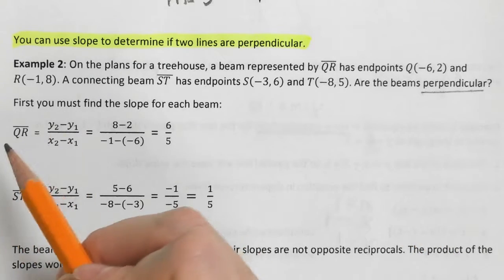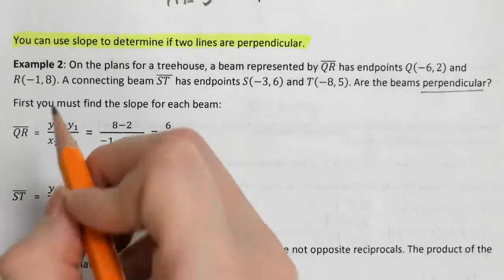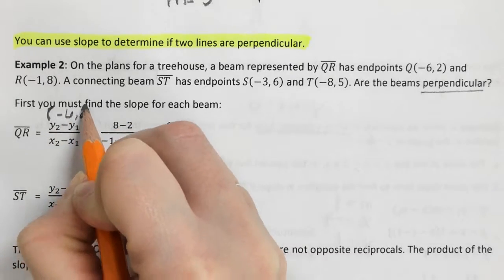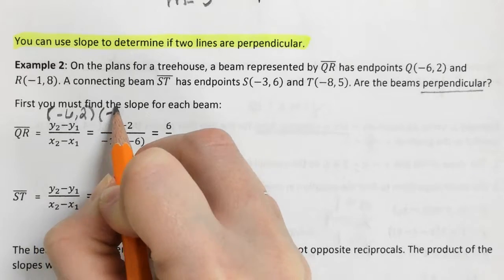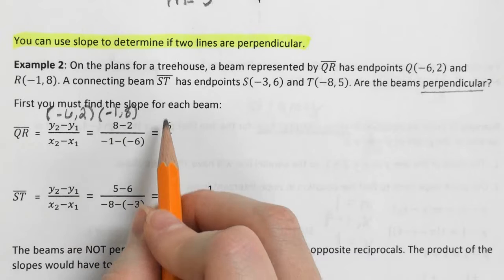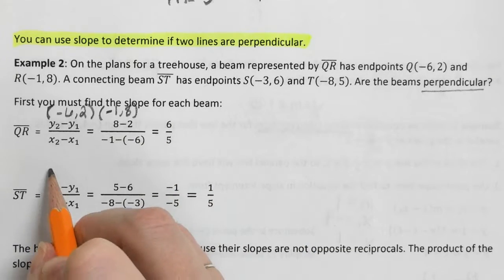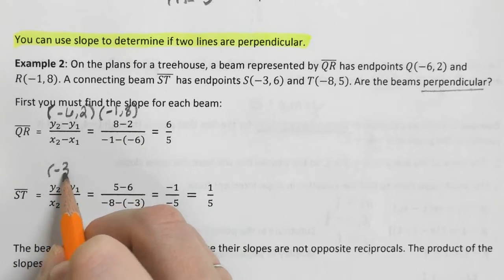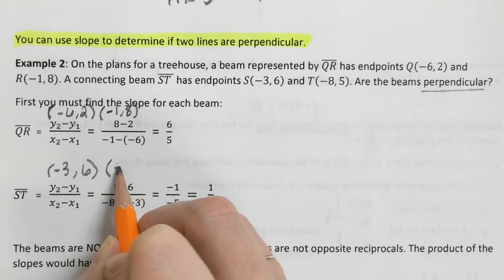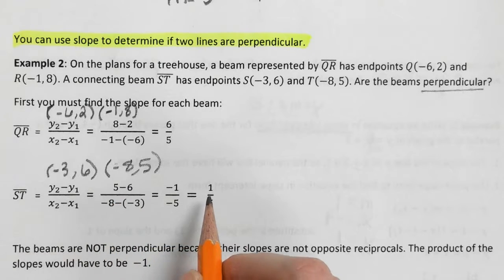Okay, so to figure this out, you're going to have to use the slope formula. First, look at points Q and R. Q, we have -6, 2, and R, we have -1, 8. So we used those in the slope formula and got 6/5. And then ST, we use -3, 6, and -8, 5. And when we use those in the slope formula, we get 1/5.